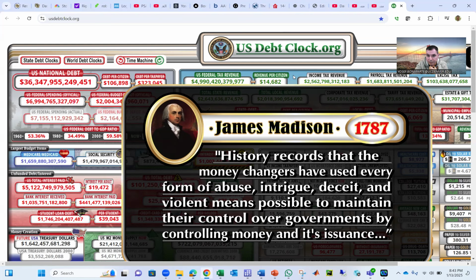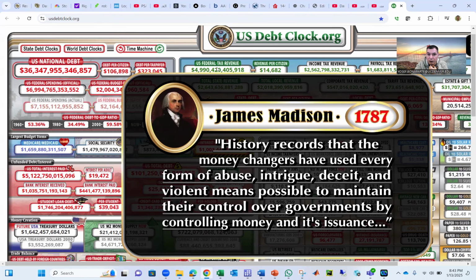But if you look here, the US federal revenue is about 5 billion. And every 30 seconds doesn't add up to 1 million, less than 1 million. So there is a gap between the government tax revenue and the spending.